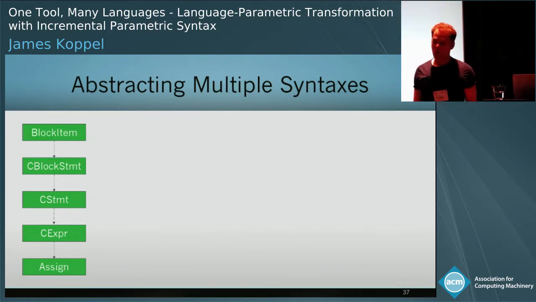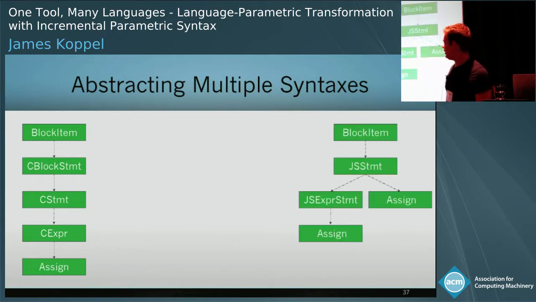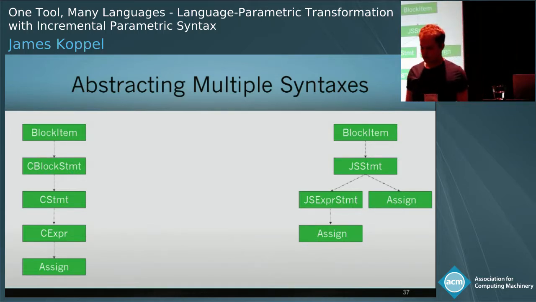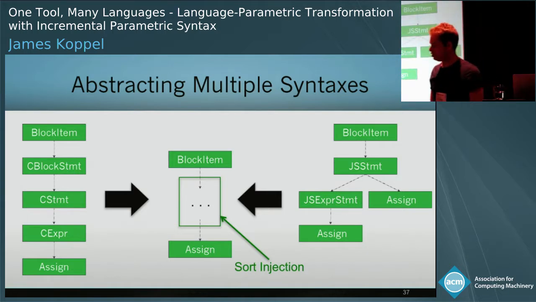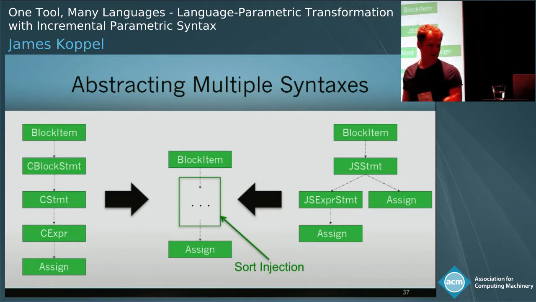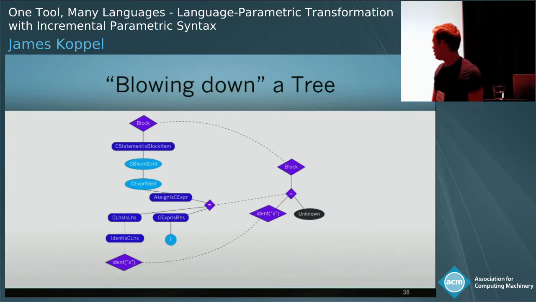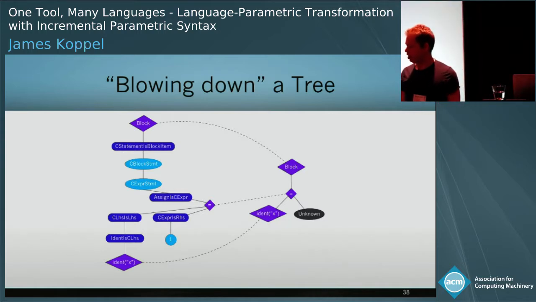Our transformations do not only need to look at the nodes, they also need to know the relations between them. So in both C and JavaScript, assignments can be used as elements of blocks. But there are a lot of details in between that are different. But sort injections save the day once again, because all we need to know is that an assignment can be used as a block item, and that is also a sort injection. And so from this perspective, you can kind of think of transformations as working on these blown down trees, where in reality you have a really complicated tree with all the language details, but you extract it down to just the generic nodes and the relations between them. And that's what our transformations work on.